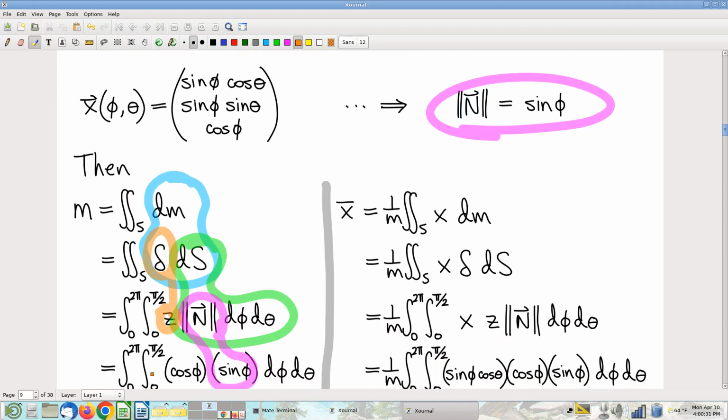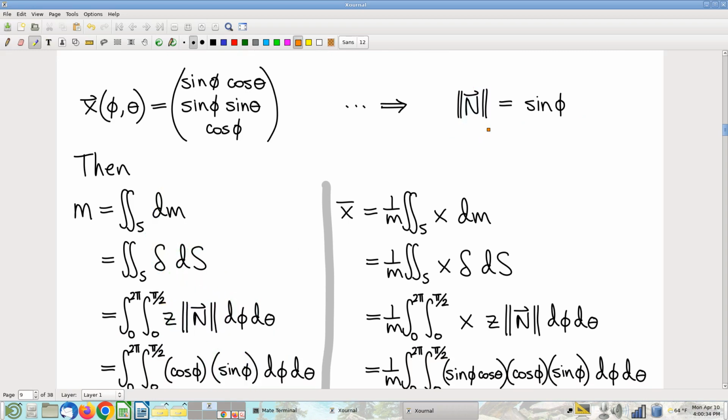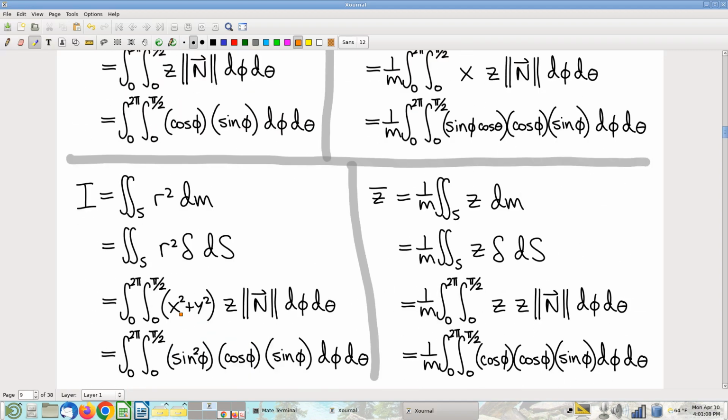Wait a second. What is Z? What do I do with this Z right here? Remember, the parameterization is what you're using to plug in, to pull back. So this is X, and this is Y, and, well, this is Z right here. So Z is just cosine phi, straight out of the parameterization. Everybody happy with that? Okay. And likewise for all these other integrals.